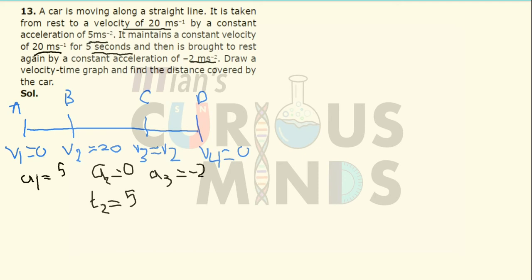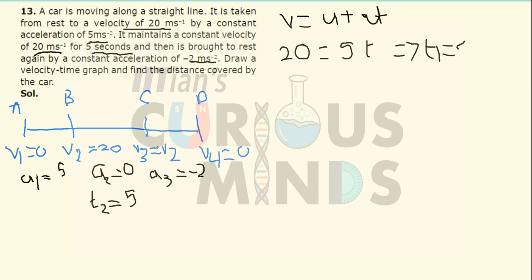We will use for the process A to B, v is equal to u plus at. Therefore v, the final velocity, is equal to 20, initial velocity is 0, acceleration is equal to 5. So the time over here, t1, will be equal to 4 seconds. Let us find out t2. The t2 is given over here. Let us find out the value of t3.